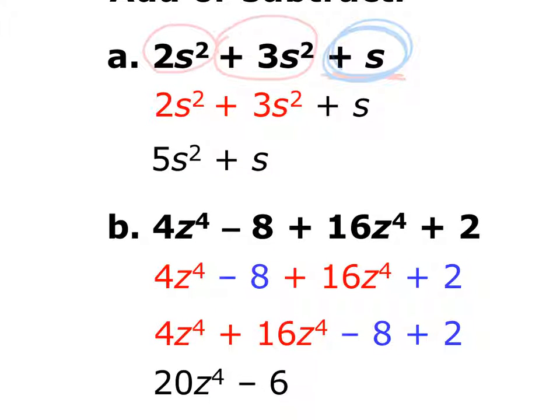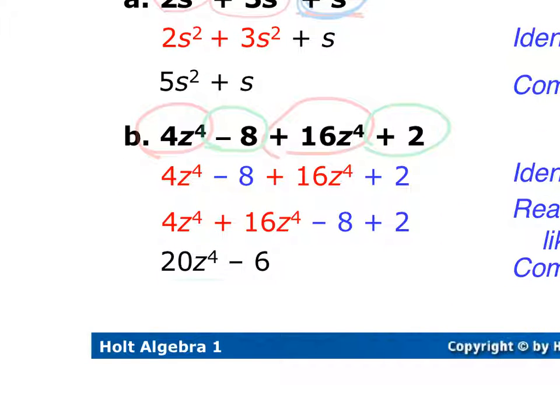The next one, I can group all of my z to the 4th powers, and then I can group my constants. And then you end up with 20z to the 4th when you add 4 plus 16. And then when you group the -8 plus 2, that gives you -6.